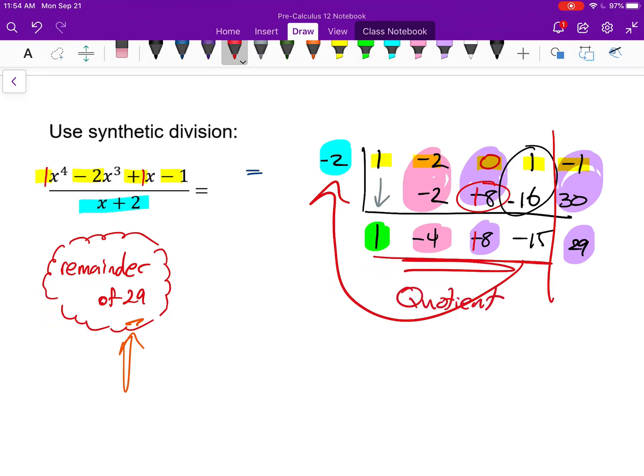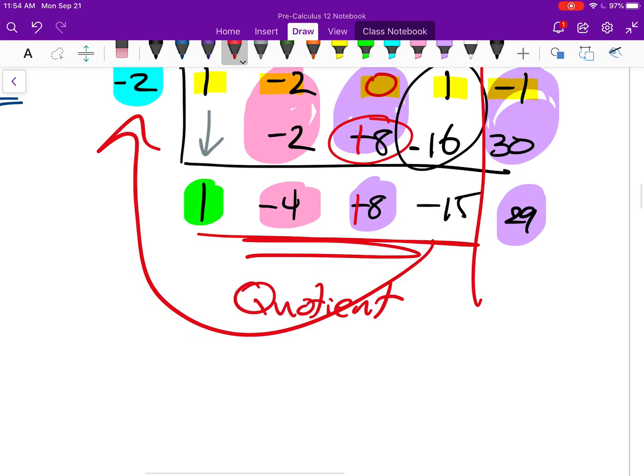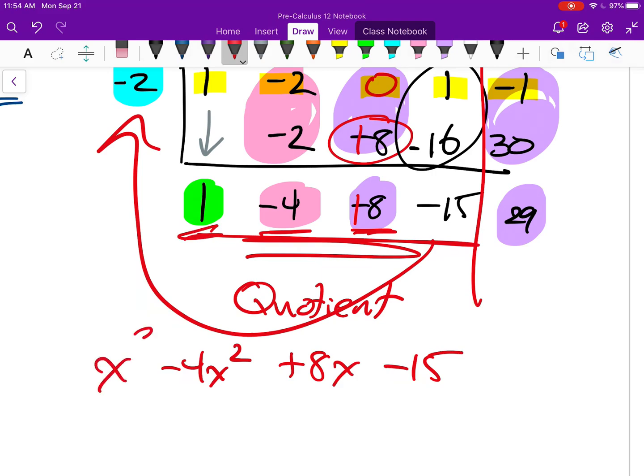What does it mean? Well, let's look at it like this. The negative 15 is my constant term. The positive 8 is my x term. The negative 4 is my x squared term. And I keep working my way up. The 1 is my x cubed term.